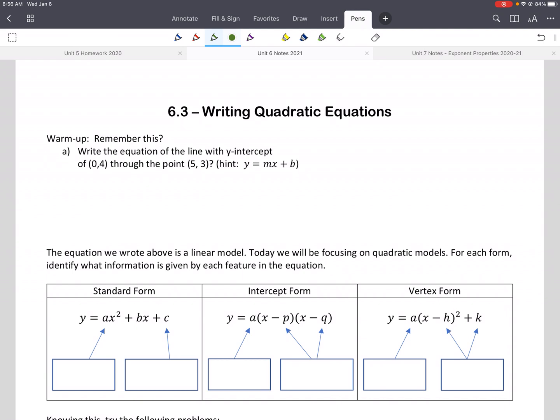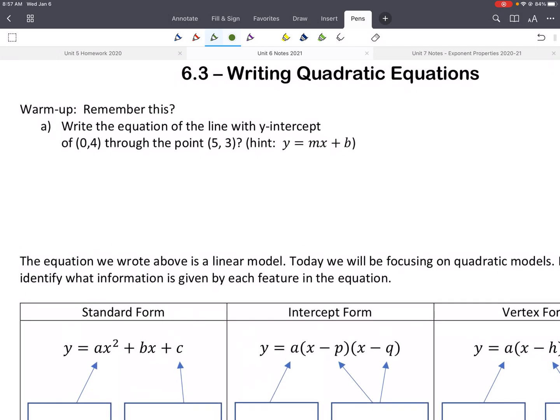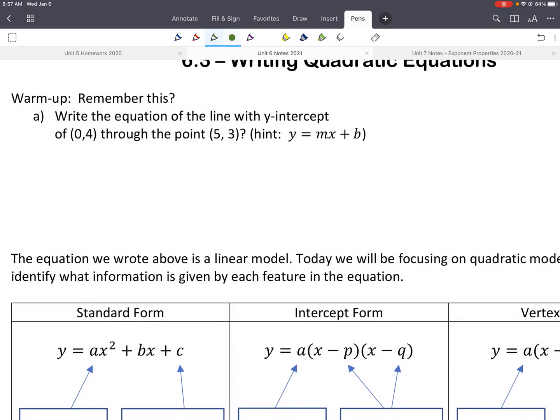All right, so if you can remember this, it's probably been a while, see if you can do this warm-up, okay? If you can't remember it, it's all right. We'll do it anyways.